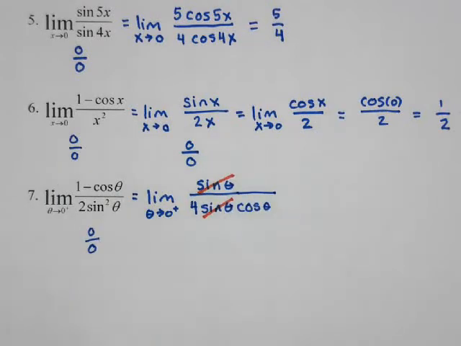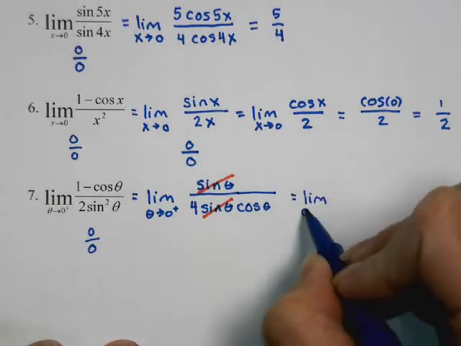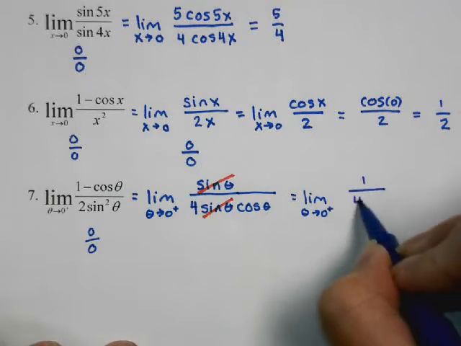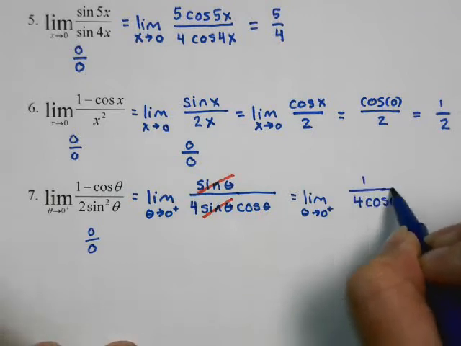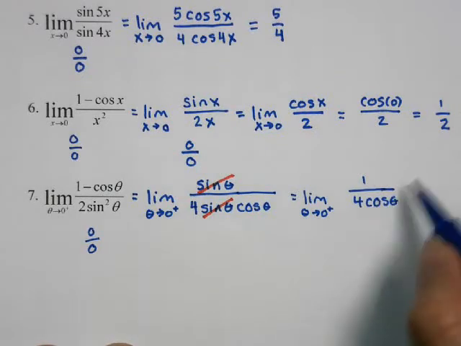algebra. Okay, the sine over the sines reduce. So this is the same as the limit as theta goes to 0 from the positive side of 1 over 4 cosine theta. Plug in 0 here, cosine of 0 is 1, so this is going to be 1/4.